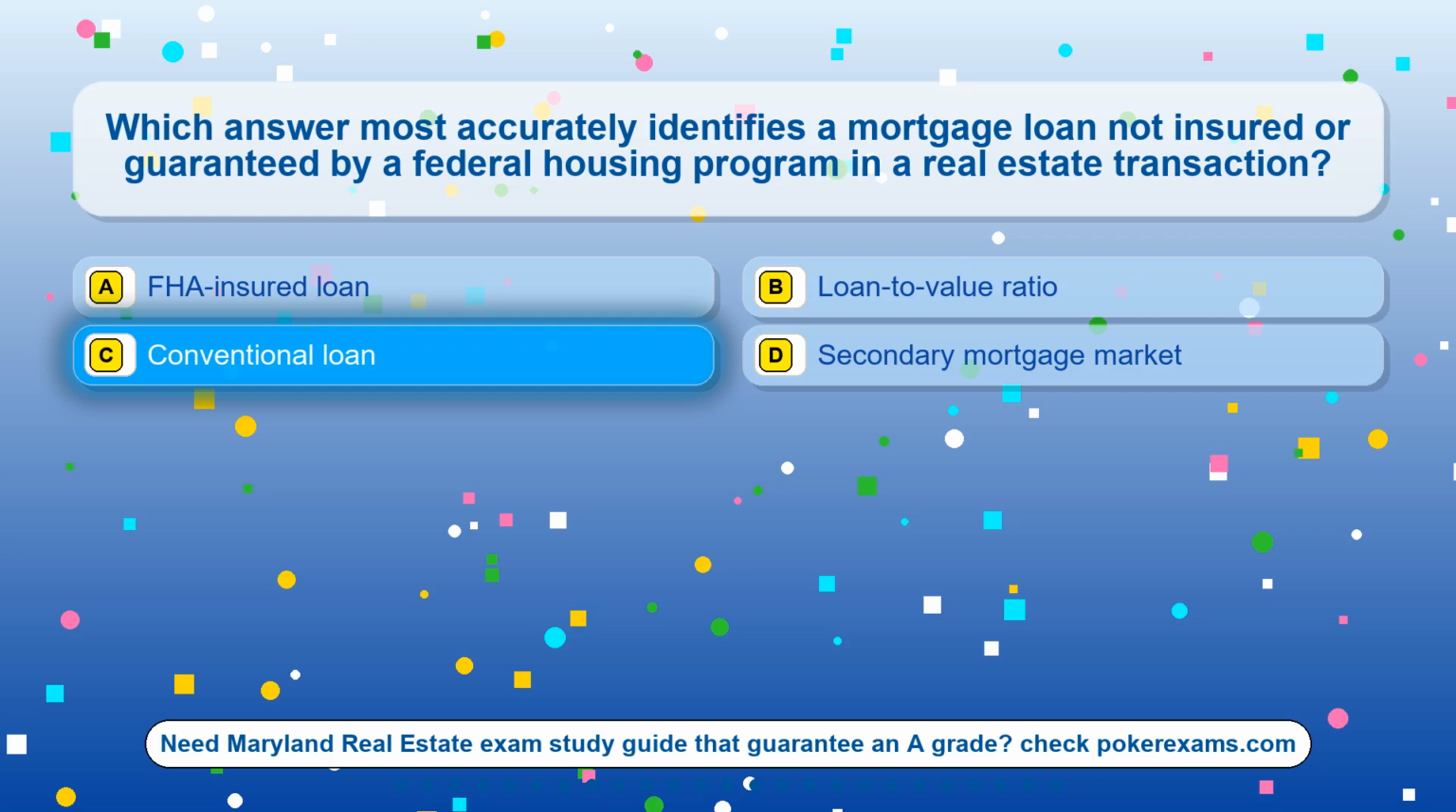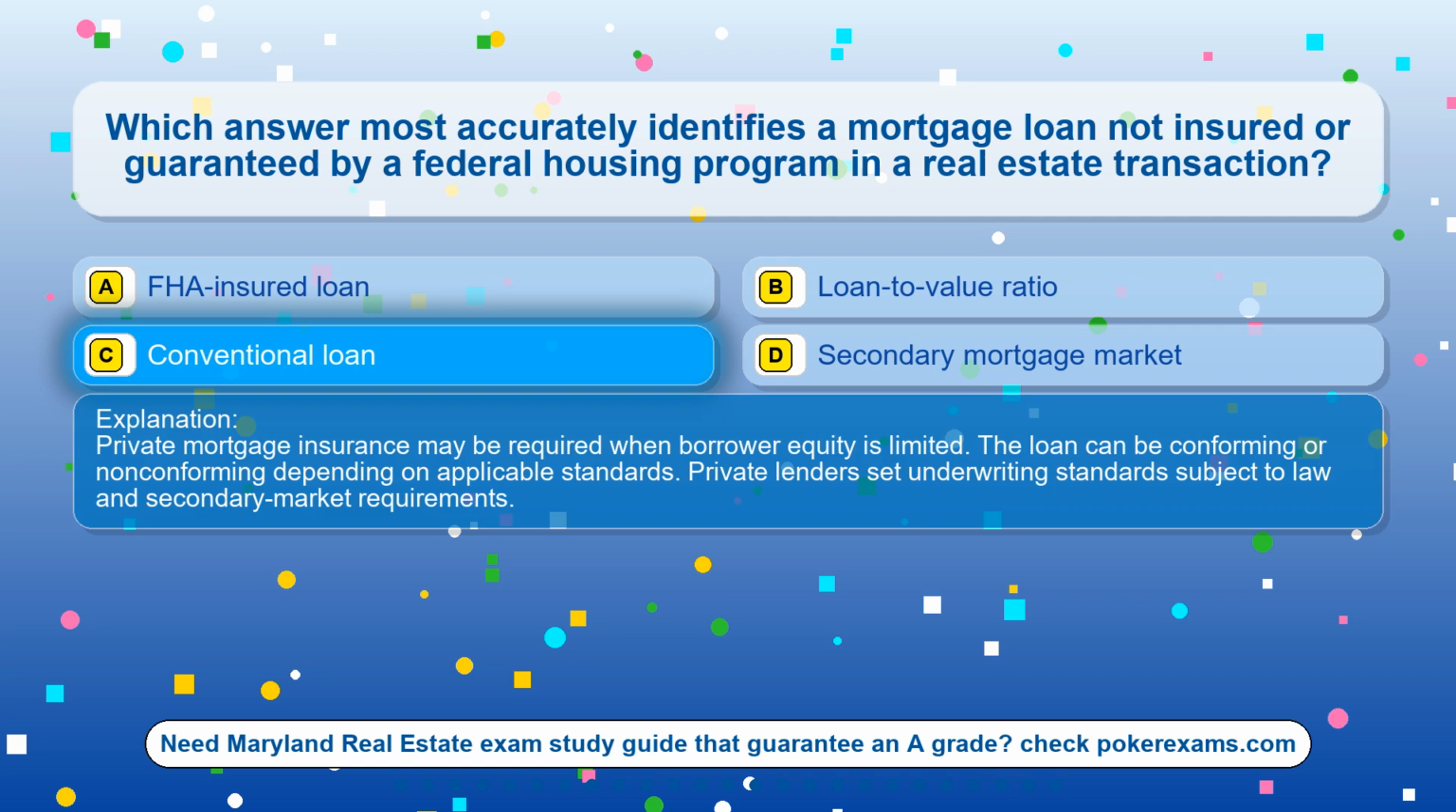The correct answer is option C, conventional loan. Private mortgage insurance may be required when borrower equity is limited. The loan can be conforming or non-conforming depending on applicable standards. Private lenders set underwriting standards subject to law and secondary-market requirements.